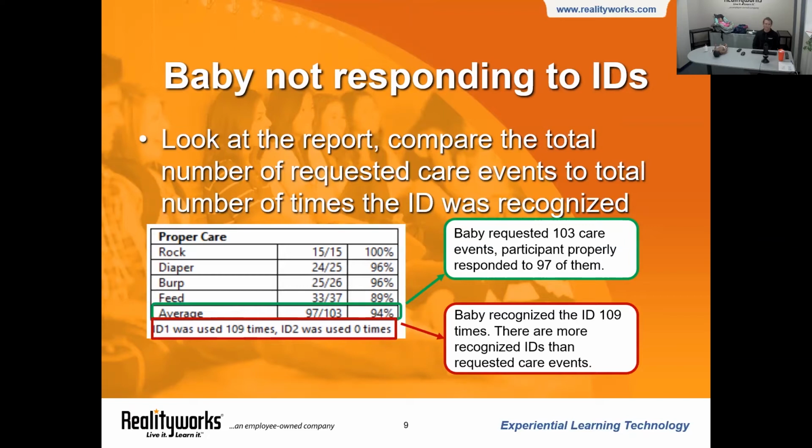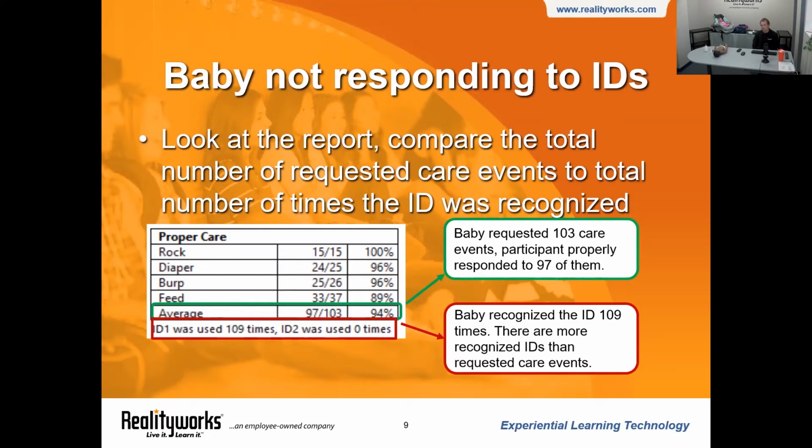First thing, check to see how many care events the baby requested. On the proper care performance section of the performance overview box, which is on the left-hand side of that box, we see here that the baby requested 103 care events, and the student responded to 97 of the events. So 103 care events were requested. Look underneath that box where it says ID1 was used how many times. Here we see that the baby recognized an ID 109 times.